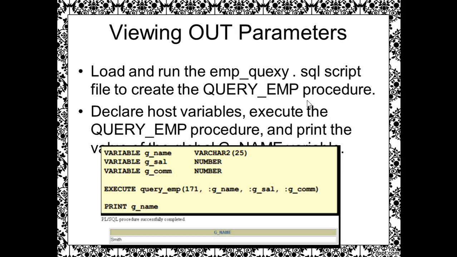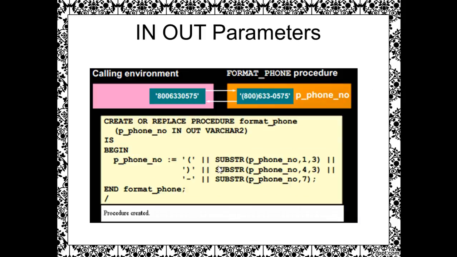Viewing OUT parameters: load and run the emp_query SQL script file to create the query_emp procedure. Declare host variables, execute the query_emp procedure, and print. This is the example: variable g_name with data type VARCHAR2 and length 25, variable g_sal with data type NUMBER, variable g_com with data type NUMBER. We execute query_emp with 171, g_name, g_sal, and g_com. We print the g_name.